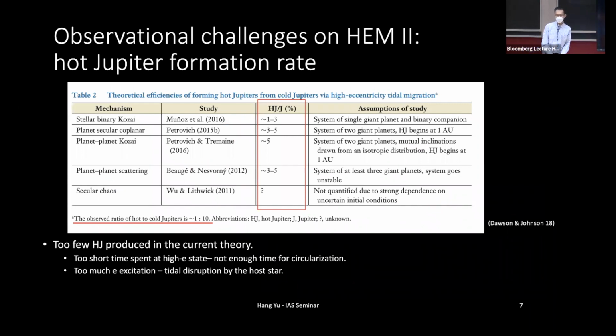And then another potential challenge is about the formation rate of hot Jupiters. So the observed occurrence rate of hot Jupiters relative to cold ones, or basically our Jupiter-like gas giants, is something around 1 to 10. But then the theory about hot Jupiter formation based on this high eccentricity formation channel typically predicts a ratio of only a few percent. So let's take the Kozai mechanism here as an example and see why this is the case.